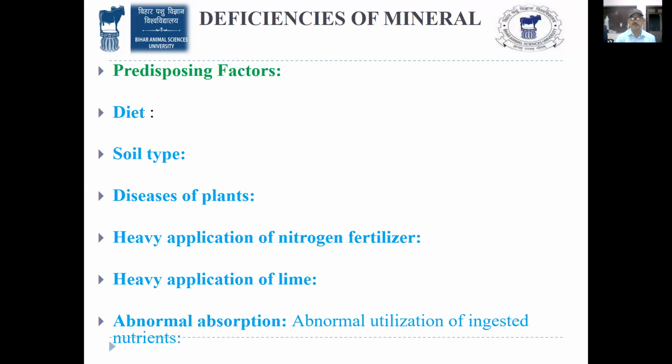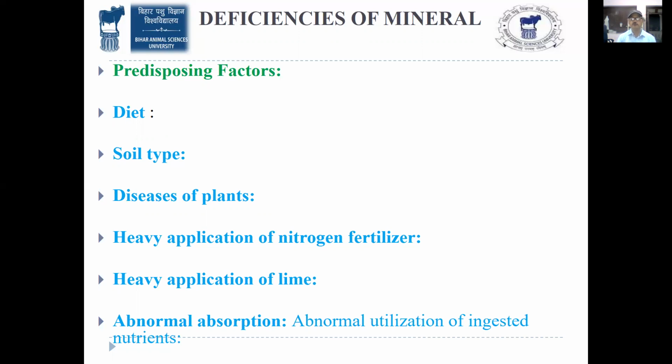Disease of plants indicates a specific soil deficiency. For example, reclamation disease of oats indicates copper deficiency. Heavy application of nitrogenous fertilizer is also an important factor. It reduces copper, cobalt, molybdenum, and manganese levels in plants and consequently in animals also. Heavy application of lime reduces copper, cobalt, and manganese, but increases molybdenum level in plants.